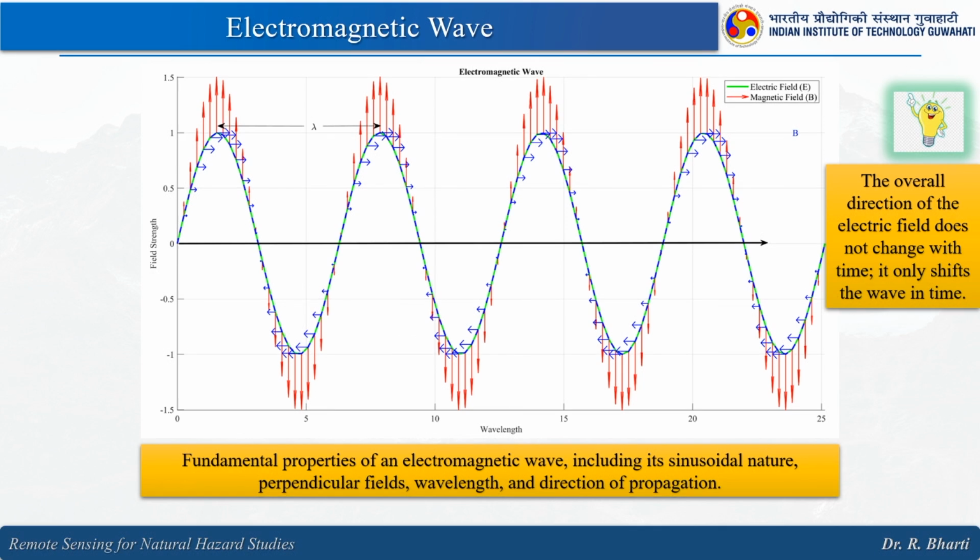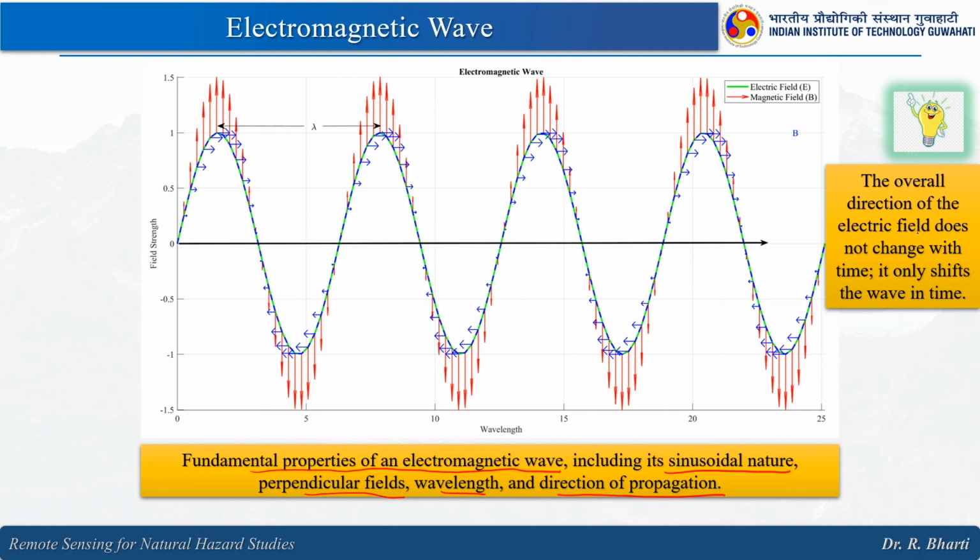So here, referring back to the basic properties of the electromagnetic wave, you can see the fundamental properties of an electromagnetic wave, including its sinusoidal nature, perpendicular fields, wavelength and direction of propagation, explained in this particular image, right.